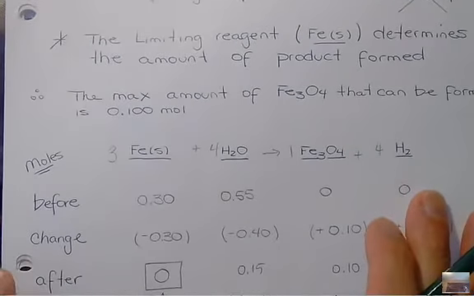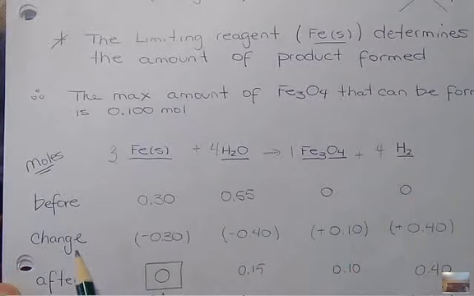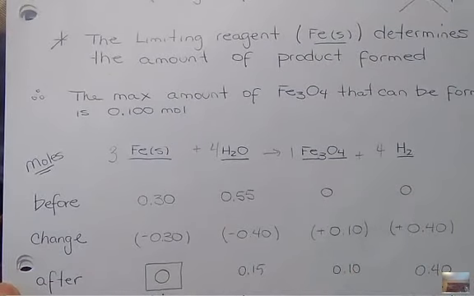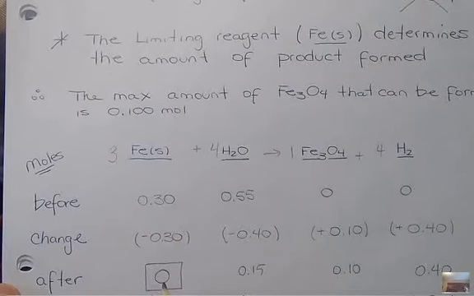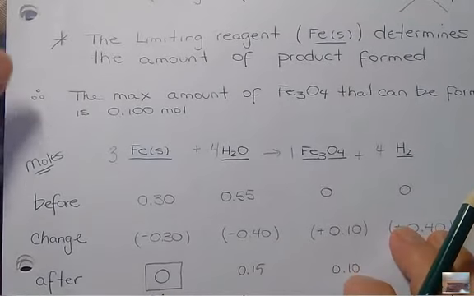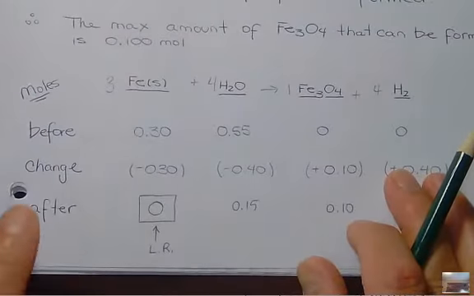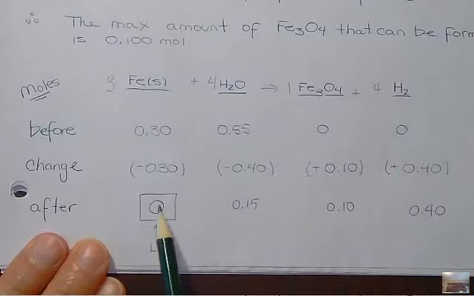If I take the before line and I subtract off how much it changes by, I get how much I have at the end. I start with 0.3. I use every single bit of it up. I run out of it, so it goes down to 0. The thing that I run out of first is called the limiting reactant, so I circle that.